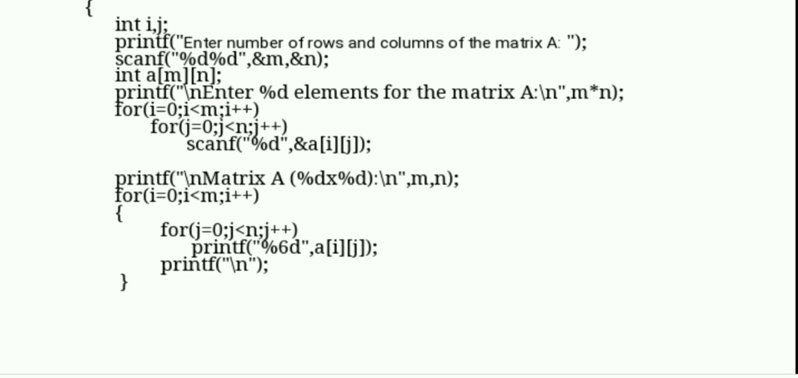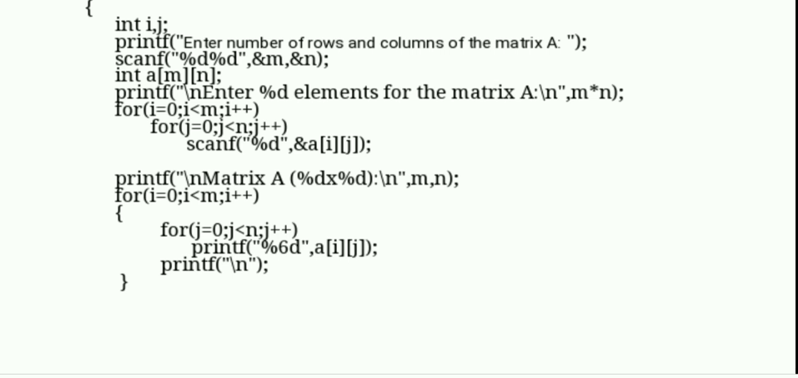Here is the definition of the main function. So we will declare first the i j indices required for reading the matrix and displaying the matrix, and then we prompt the user to enter the order of the matrix, and we scan the order. Then we declare the matrix A of m n, and then we prompt the user to enter the m cross n elements. Thereafter, with the help of two for loops to traverse the number of rows and columns, we scan all the elements in the matrix.